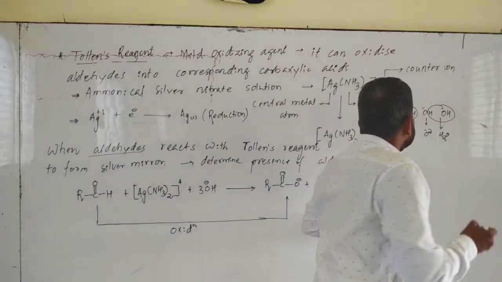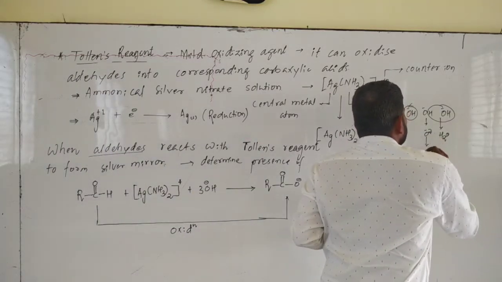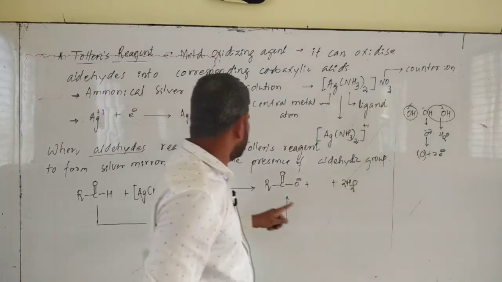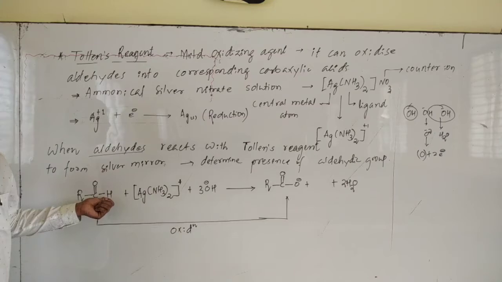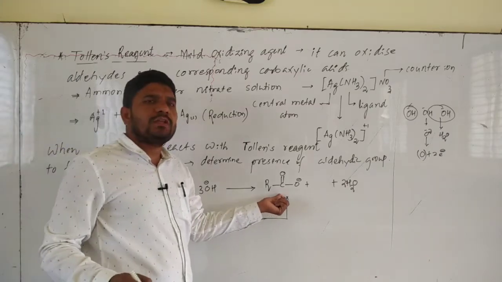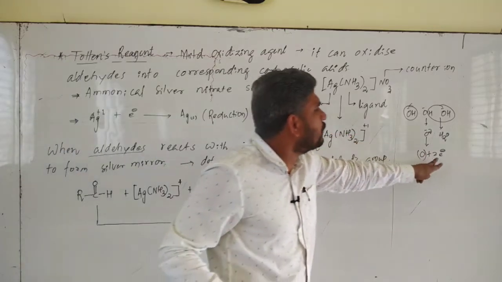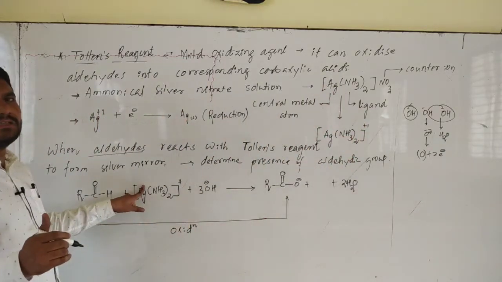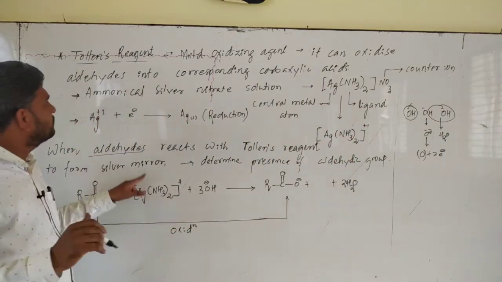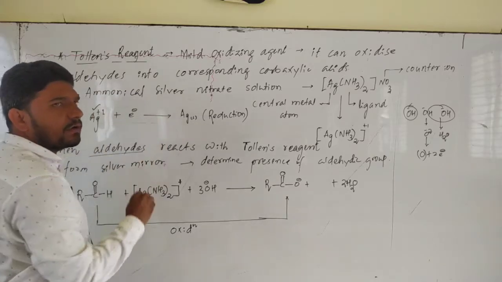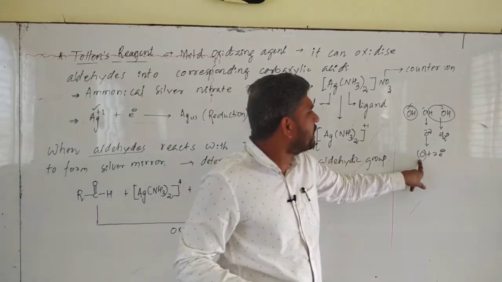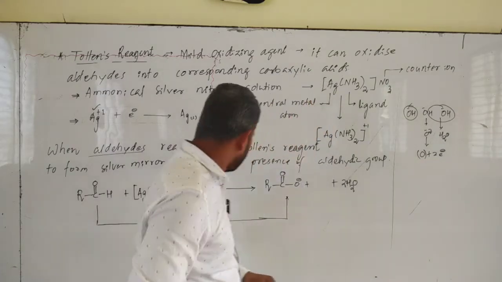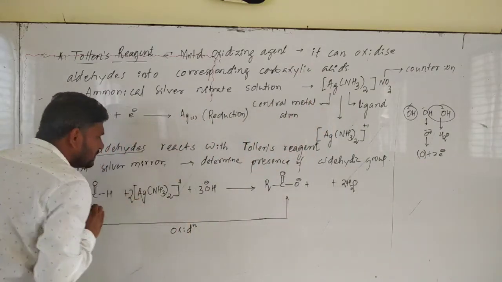This O minus 2 loses what? 2 electrons to become nascent oxygen. This nascent oxygen is added to the aldehyde to become carboxylate anion. How many electrons are donated? 2 electrons. But over here only one Ag plus 1 is there, and one Ag plus 1 takes 1 electron. But how many electrons are donated by one oxide ion to become a nascent oxygen? 2 electrons. Therefore you need to take 2 Ag plus.